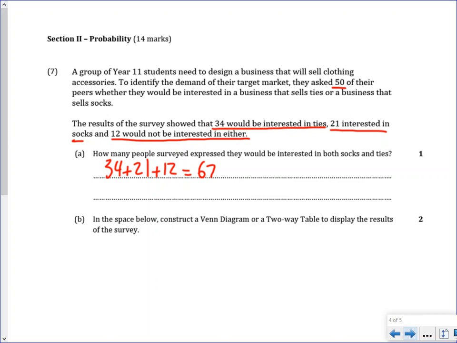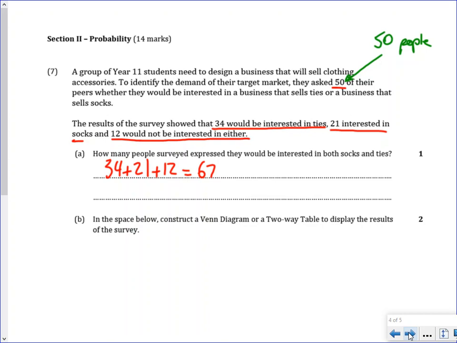67. But our issue is, we said right at the start that there was only 50 people, right? So that means we had 67 votes, but there was only 50 people in there. So that means some people voted twice. That would be the people that did both. How can we calculate that?